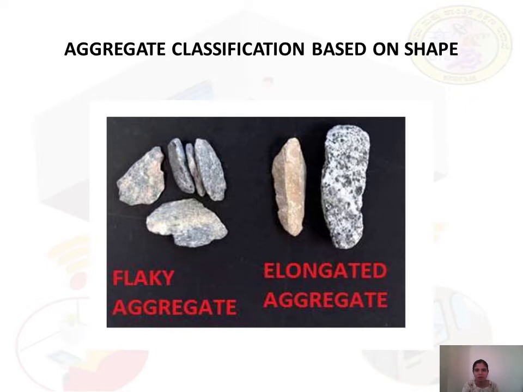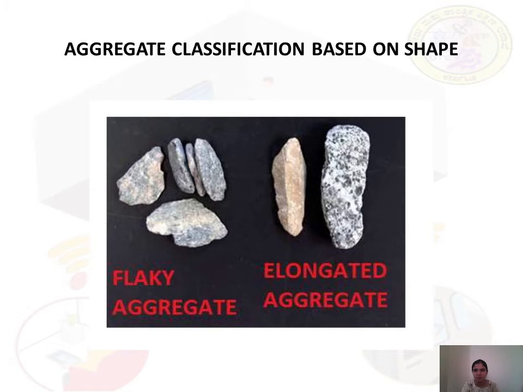Every aggregate has a mean dimension. You can see the sketch here. Flaky aggregates are just like plate like particles. One dimension is smaller than the mean dimension, so it is just like a plate. You can see here in the sketch.